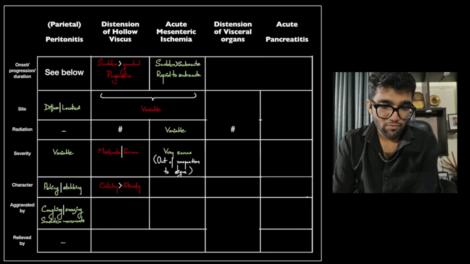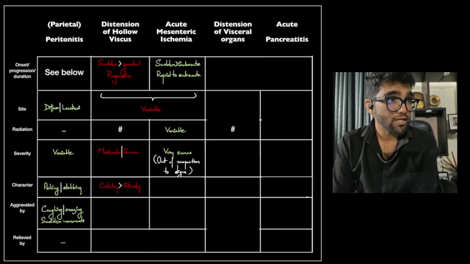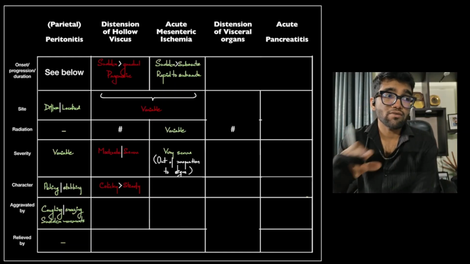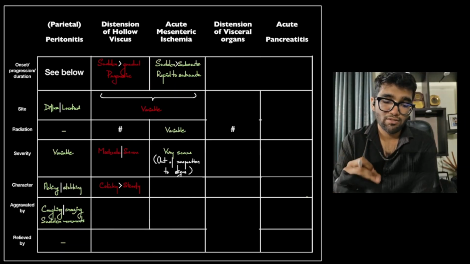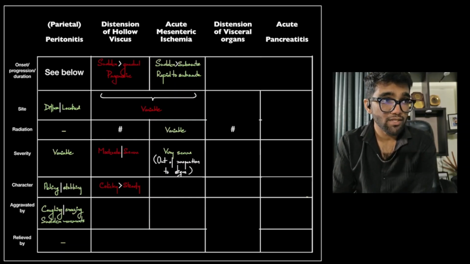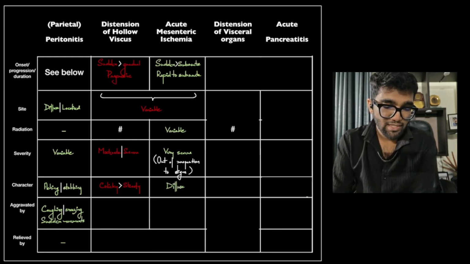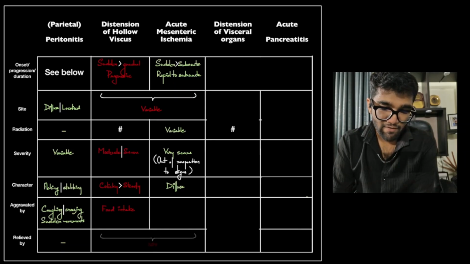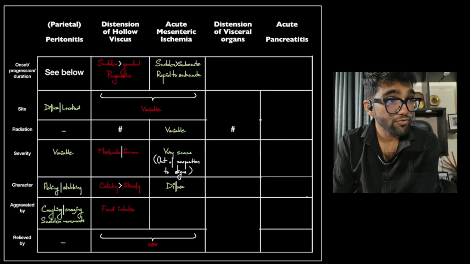Then, in distension of hollow viscus, the classically described pain is colicky because the viscus tries to get rid of the obstruction by contracting again and again. However, we'll see that this is only true for the gastrointestinal tract, and colicky pain is not characteristic of biliary or ureteric origin pain. Acute mesenteric ischemia pain is usually diffuse. Okay, and then we have aggravation.